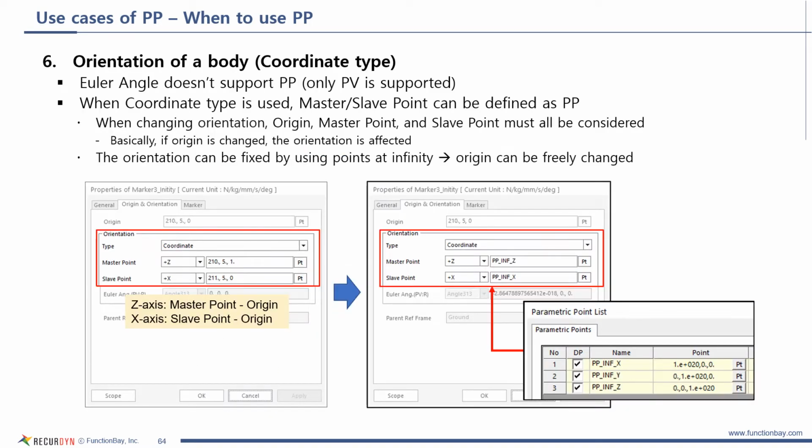PP can also be used for the orientation of a body. I explained earlier that Euler angle type does not support PP. When using coordinate type, master and slave points can be defined as PPs. With the coordinate type, the orientation is determined by the relative positions of origin, master, and slave point. Therefore, if the origin is changed, the orientation is accordingly changed. To avoid this kind of change, it is very convenient when defining the point at infinity as PP for the master or slave point.